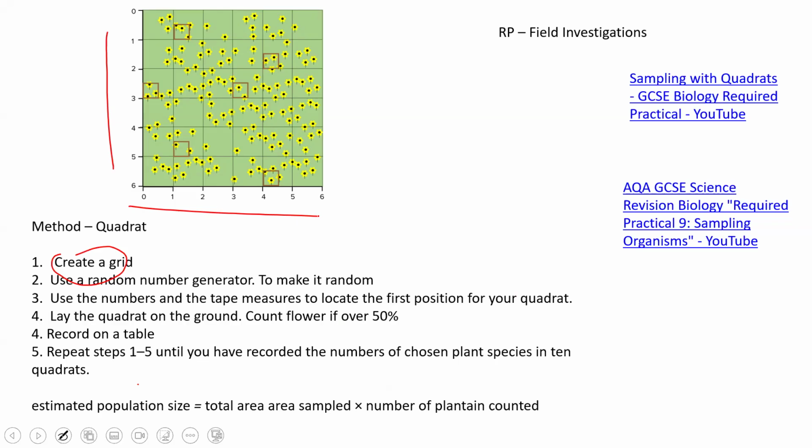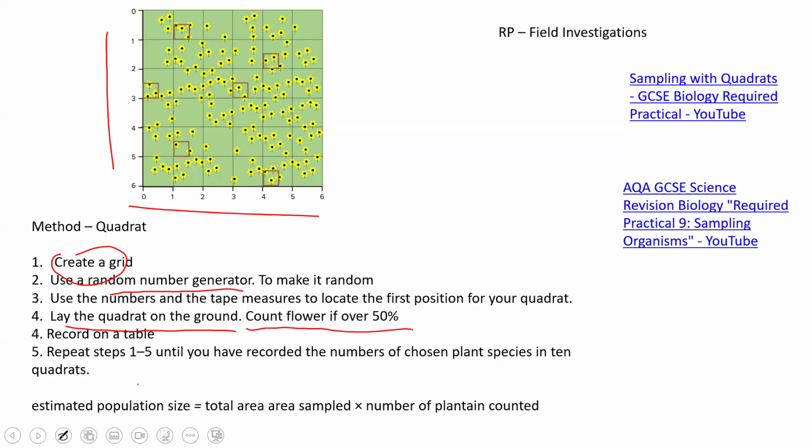Then you put the numbers in a random number generator. It'll spin and choose two numbers. You then choose wherever you're going to go on that field based on that, and you place your quadrat at that point. Then you lay your quadrat on the ground, and you count the number of flowers if over 50% is within that quadrat. I'll show you a picture of that in a minute.